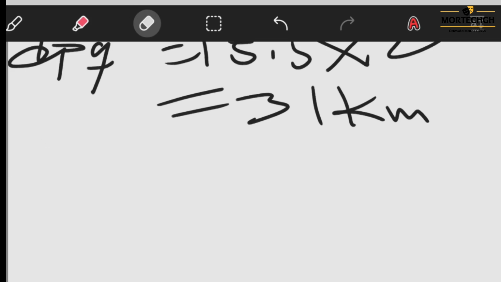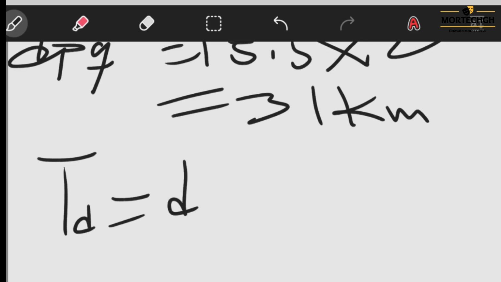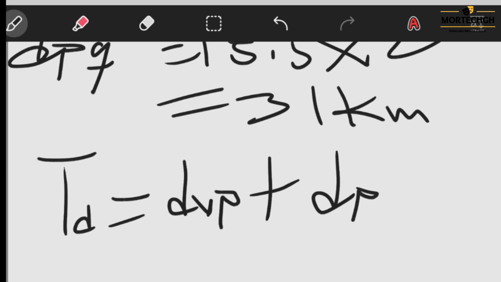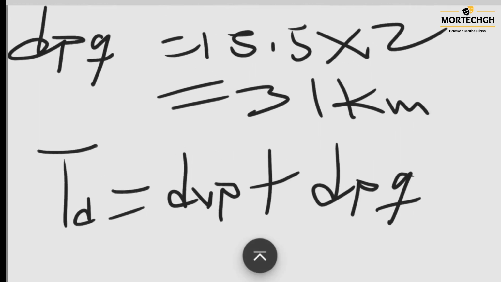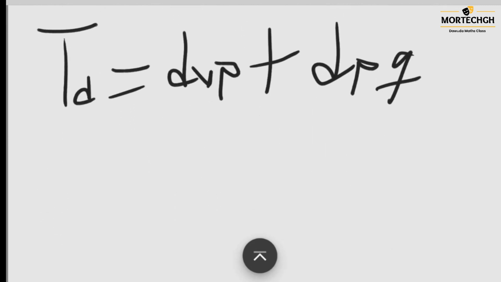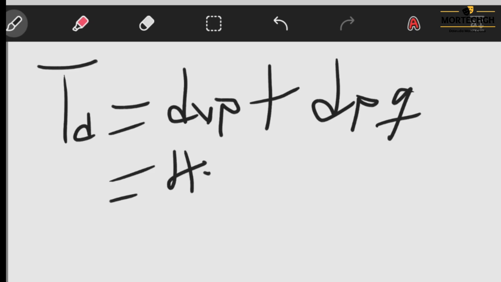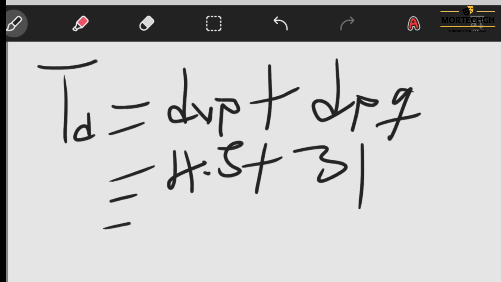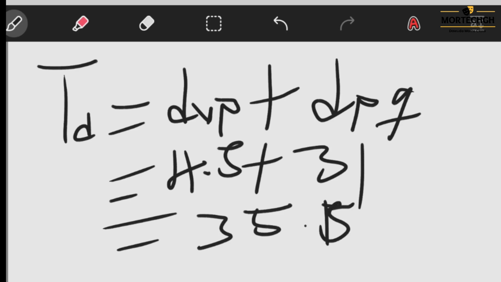What is the distance from Akosua's village to Kwanu? To find the total distance, it will be equal to the distance from Akosua's village to Palmu plus the distance from Palmu to Kwanu. So we have 4.5 plus 31 here, which will give you 35.5 kilometers. So that is the total distance to travel from the village to Kwanu.